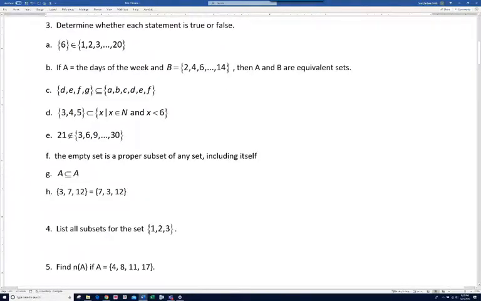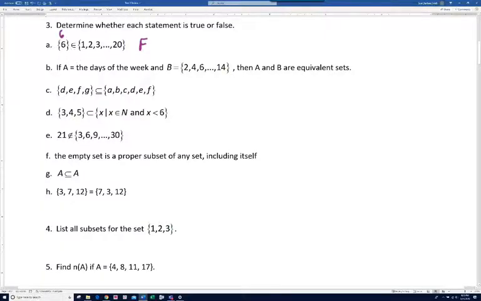All right, let's look at number 3. Now letter A says the set with 6 in it is an element of 1, 2, 3, up to 20. So the numbers from 1 to 20, the natural numbers. Now be careful here, because it would be correct to say 6 is an element of that set, but it would not be correct to say the set with 6 in it is an element. Now I could have said subset here, but that's not what we said. So this is a false statement.